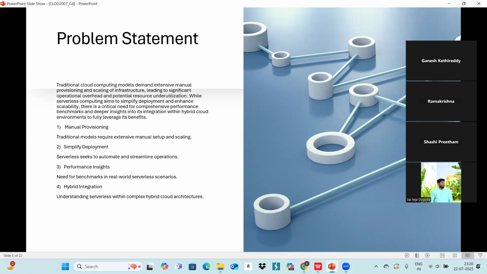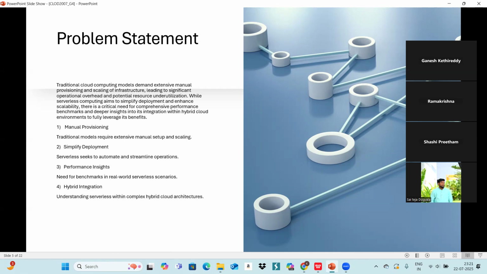And third, there is a lack of performance benchmarks. We often hear that serverless is fast, scalable, and cheap, but there are very few comparative studies across platforms like AWS Lambda, Azure Functions, and GCP Cloud Functions. Finally, hybrid cloud integration remains a challenge. Many enterprises want to mix on-premises systems with serverless components in the cloud, but integrating these environments can be complex due to networking, identity, and latency concerns.